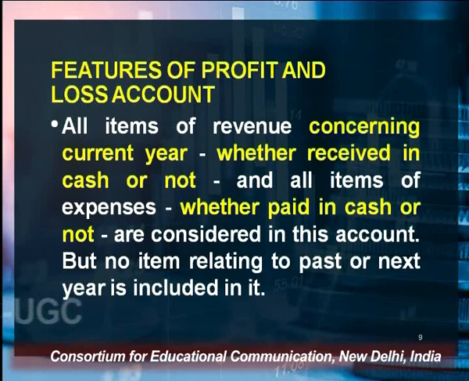That means all the items which are related to the current year, whether paid or not, whether received or not, the items which are related within the current year only will be shown in the profit and loss account, irrespective of the fact whether these expenses are paid in cash or not, or whether the incomes are received or not. So the items which pertain to the current year will be shown in the profit and loss account. The items which are related with the next year or which are related with the previous year will not be shown in the profit and loss account.